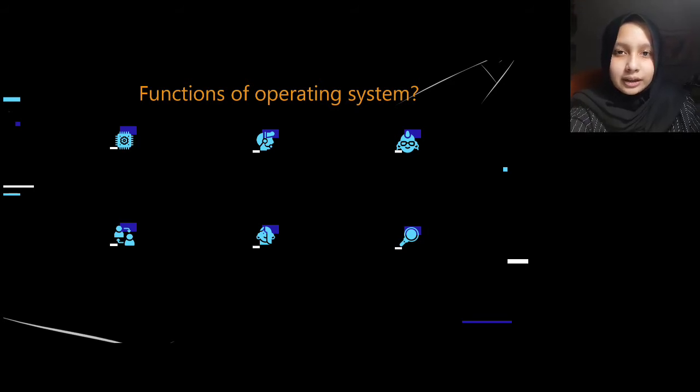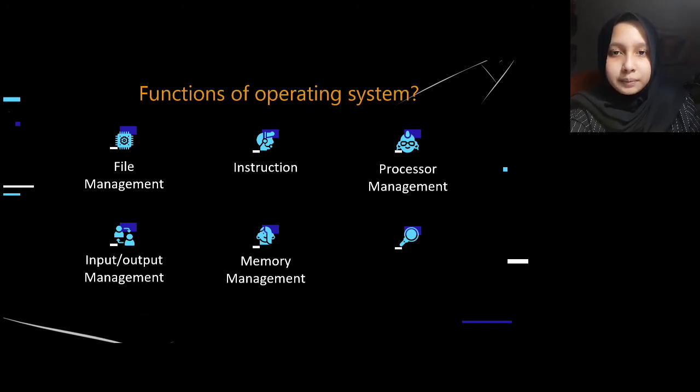First, file management. The operating system is helpful in making changes in stored files and replacing them. Instruction. The operating system establishes a mutual understanding between the various instructions given by the user. Processor management. The processor is the execution of a program that accomplishes the specified work in that program. Input or output management. What output will come from the input given by the user? The operating system runs this program. Memory management. The operating system handles the responsibility of storing any data, system programs, and user programs in memory.